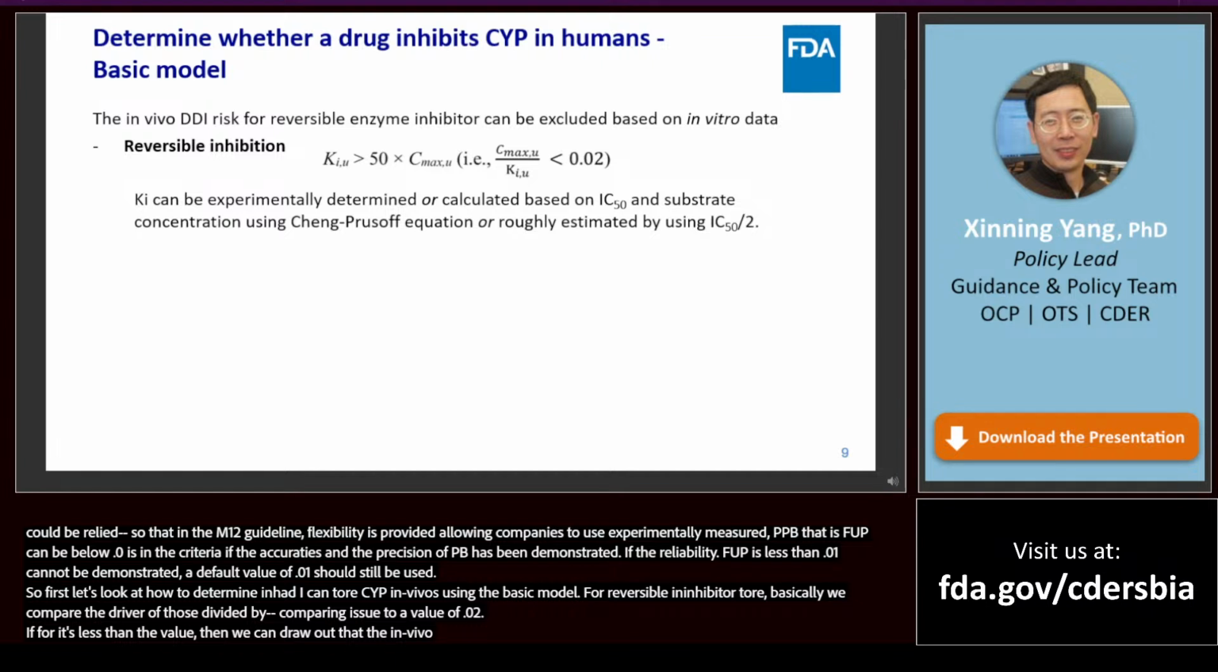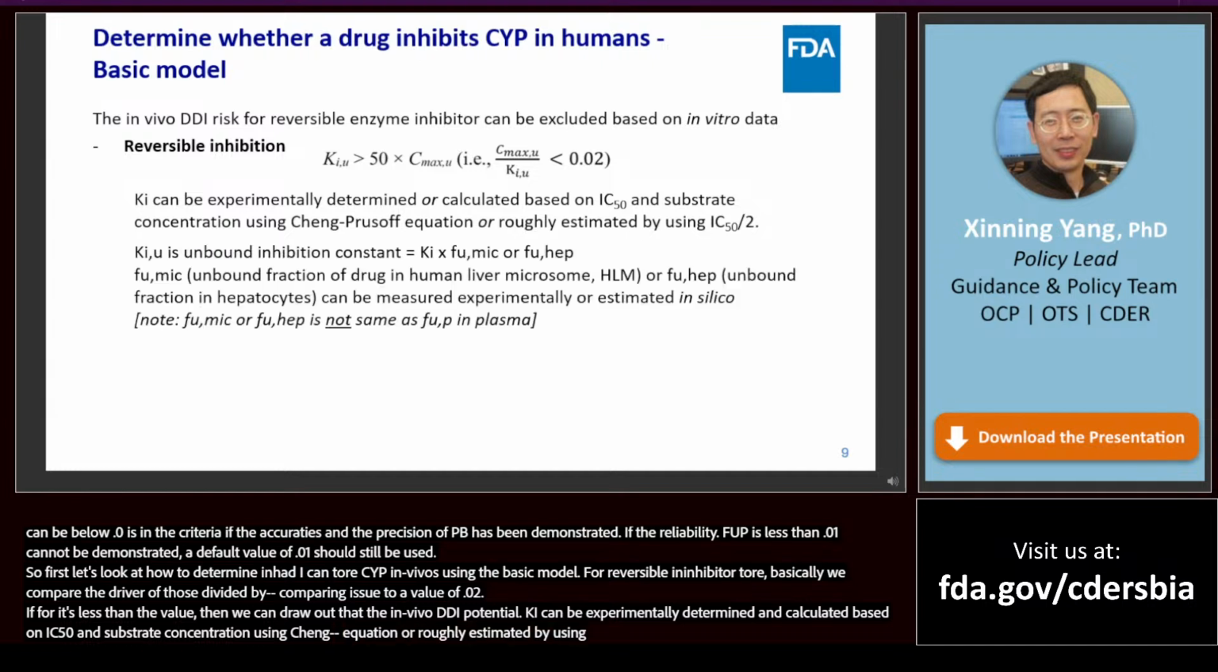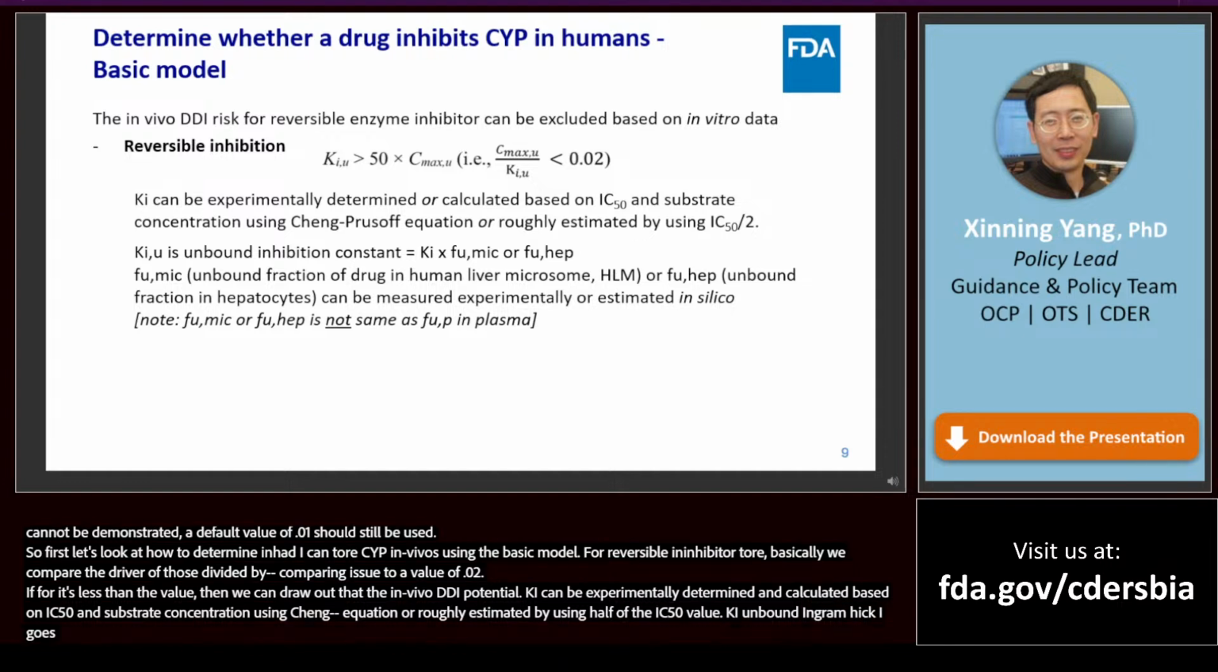The Ki can be experimentally determined or calculated based on IC50 and the substrate concentration using the Cheng-Prusoff equation, or sometimes roughly estimated by using half of the IC50 value. Ki unbound is the unbound inhibitor constant, which is Ki multiplied by the free fraction of drug in microsome or hepatocyte preparations. This free fraction can be experimentally measured or sometimes estimated in silico.